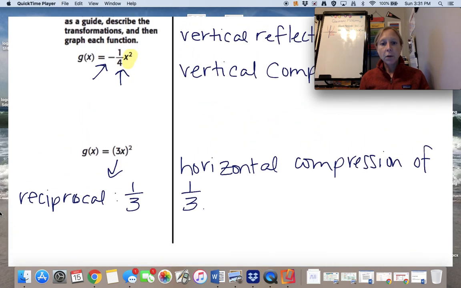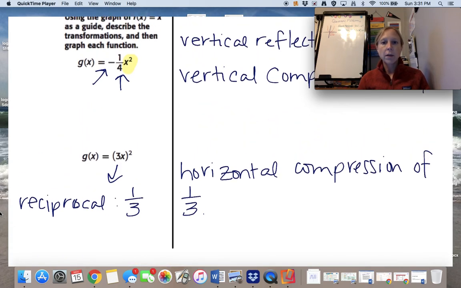Okay, I'm going to go ahead and pause the video here, and then we're going to talk about vertex form and a few more transformations with that.